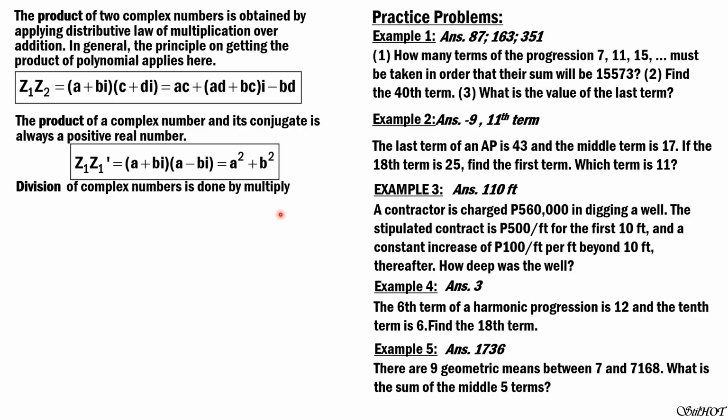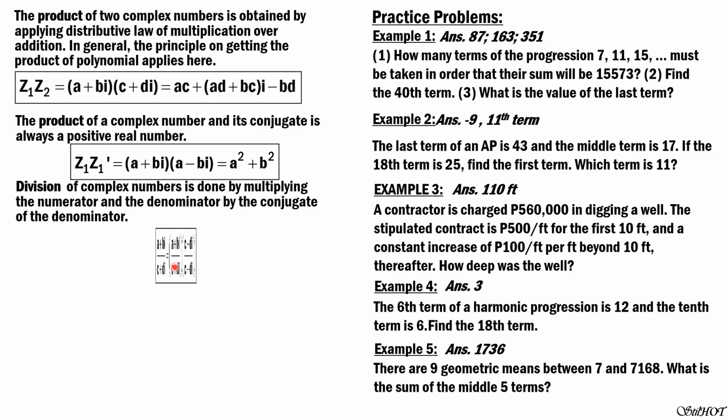Although you can easily do this if you have your calculator. Scientific calculators or high-tech calculators nowadays can be used in operating complex numbers. So that is a plus bi over c plus di.